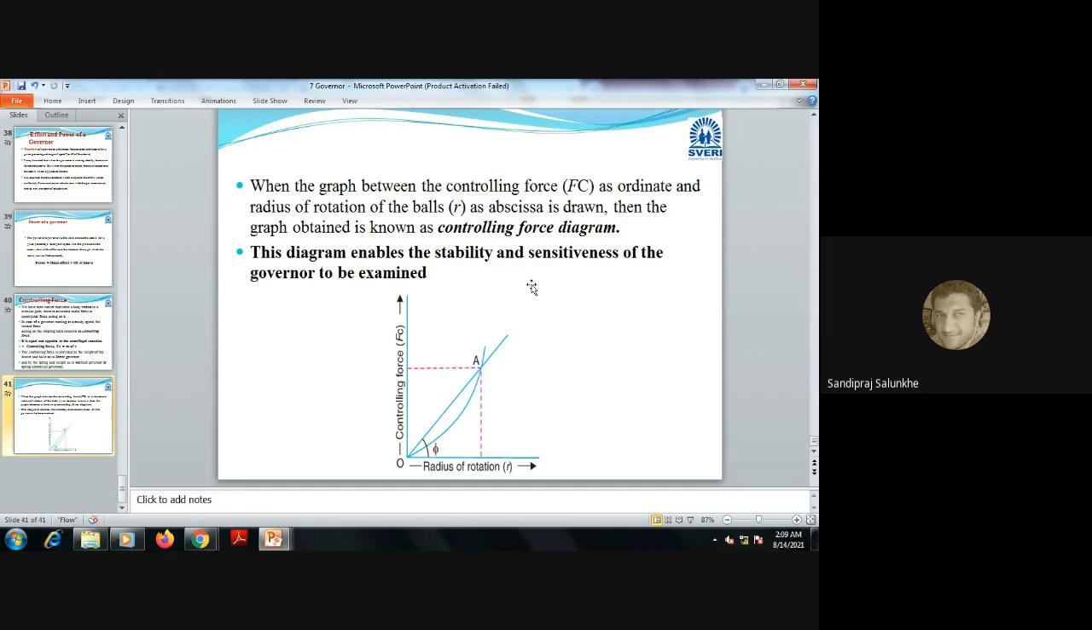From the exam point of view, all the definitions are important. That is height, then mean speed, then sensitivity of governor, stability of governor, mean equilibrium speed, these definitions, and types of governor, where who is controlling, that is also important. So MCQs will be asked based on all this theory.